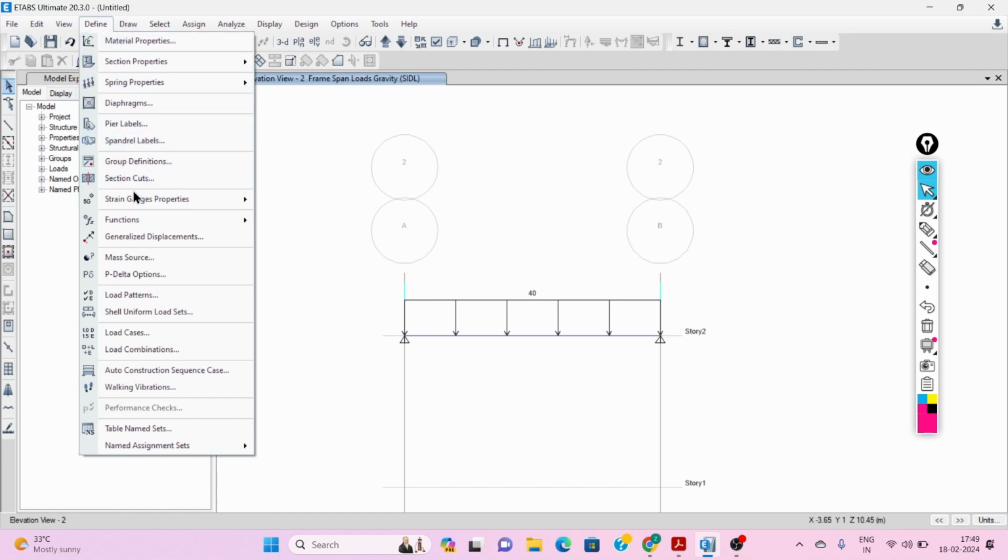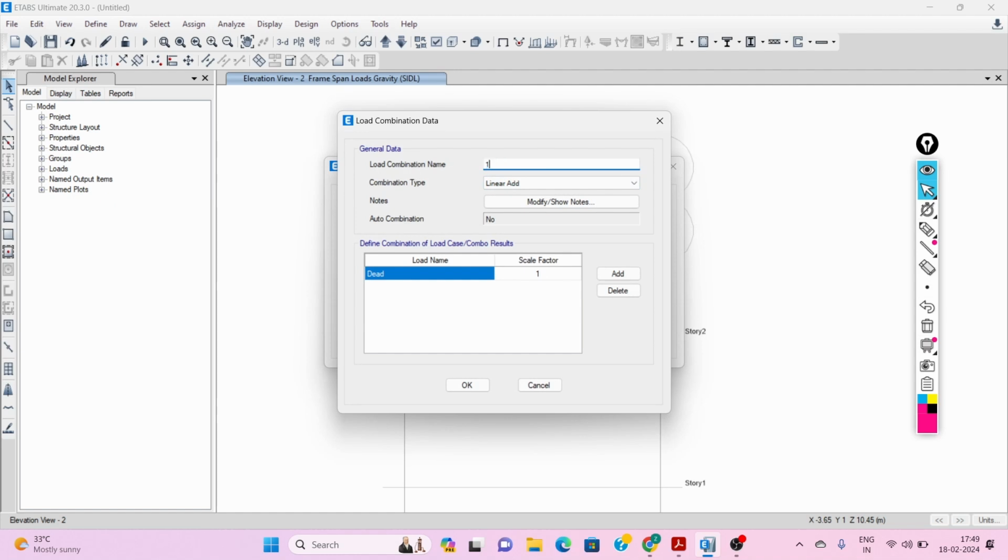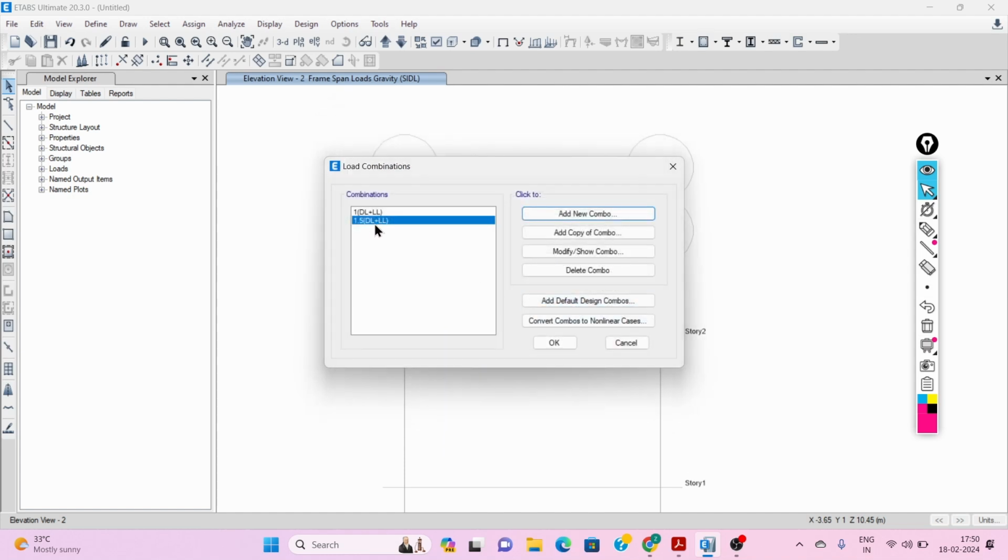Just go to Define, Load Combination. Here add new combo. We have two types of load combination. One is the service load combination, another one is the factored load combination. Here this is the service. One more is the factored load combination, 1.5 dead load plus live load. Here the scale factor will be 1.5. Just click on add, select SIDL also 1.5, click on add, live 1.5, just click on OK. We have done the load combination also.